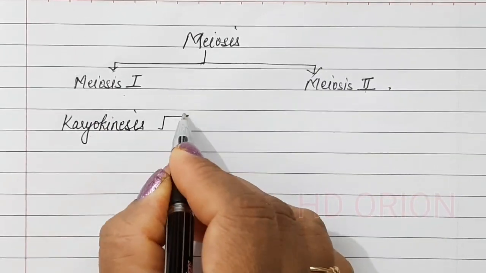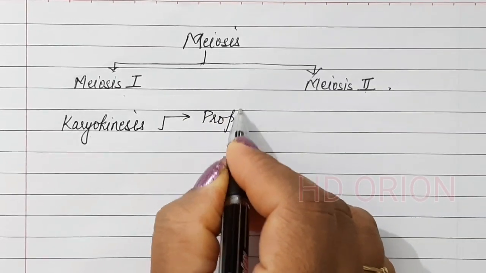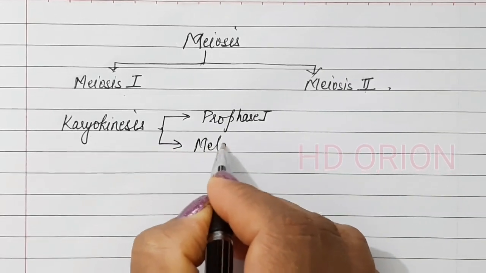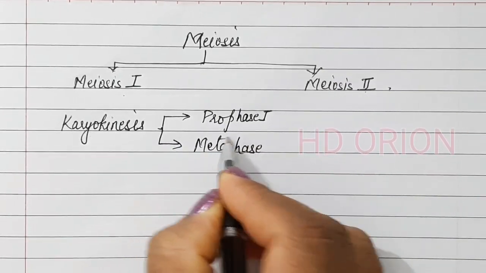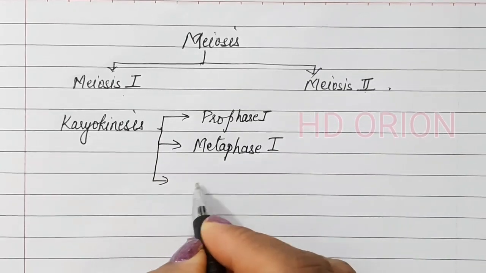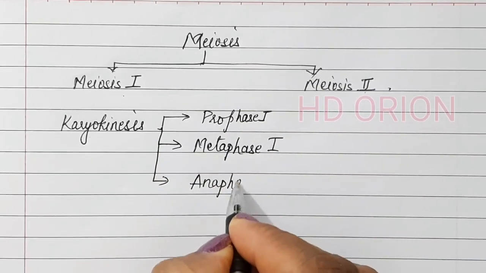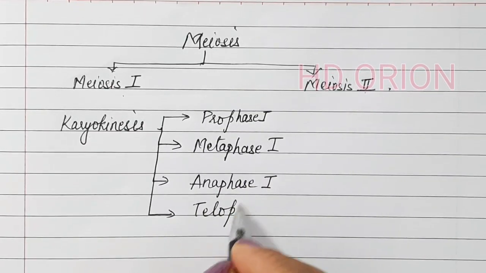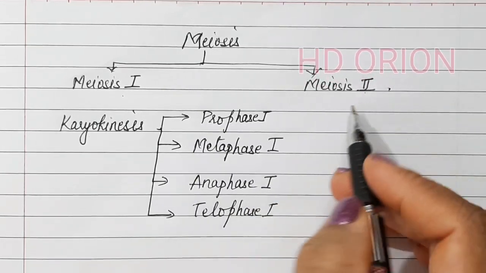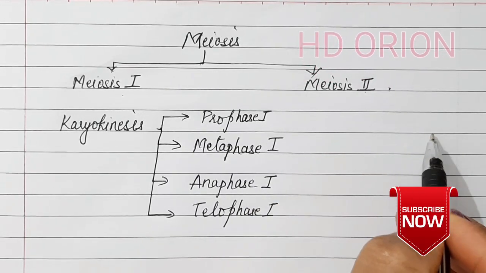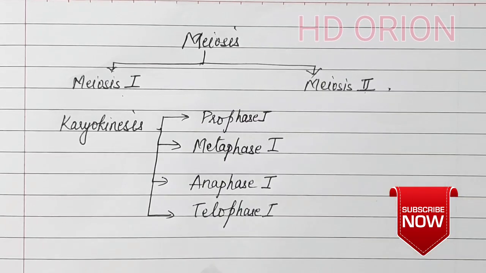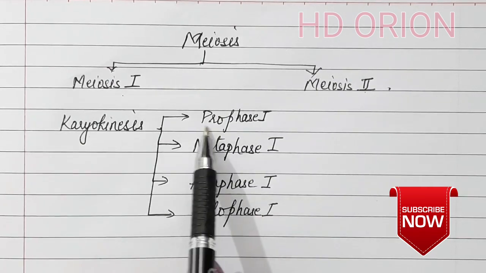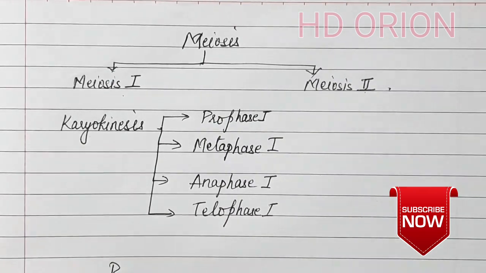Karyokinesis in meiosis 1 is divided into prophase 1, metaphase 1, anaphase 1 and telophase 1. And so is meiosis 2: prophase 2, metaphase 2, anaphase 2 and telophase 2, which is exactly like mitosis. Let us first study karyokinesis of meiosis 1, in which we will deal first with prophase 1.